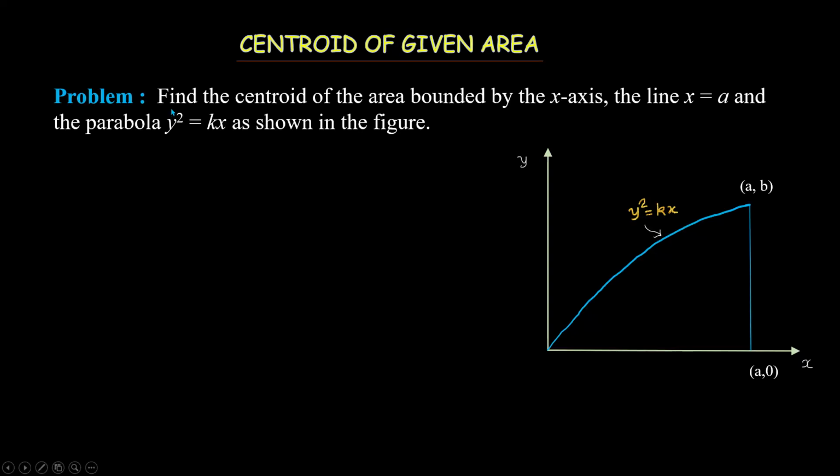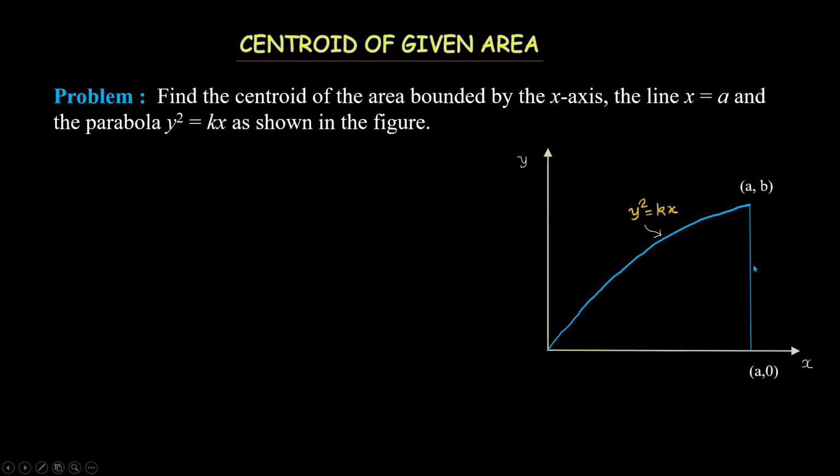Hi friends, we have to find the centroid of the area bounded by the x-axis, the vertical line x equal to a, and the parabola y square equal to kx. So this curve is a parabola whose equation is y square equal to kx. We need to find the centroid of this area, which is bounded by these three geometries.